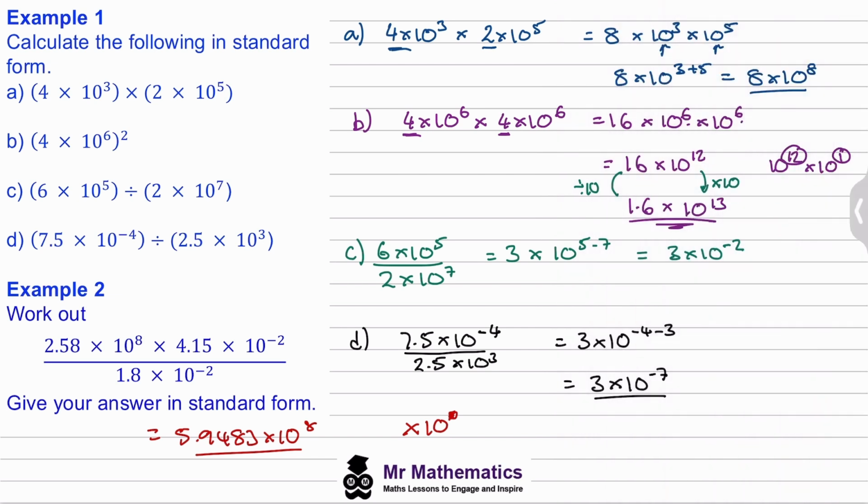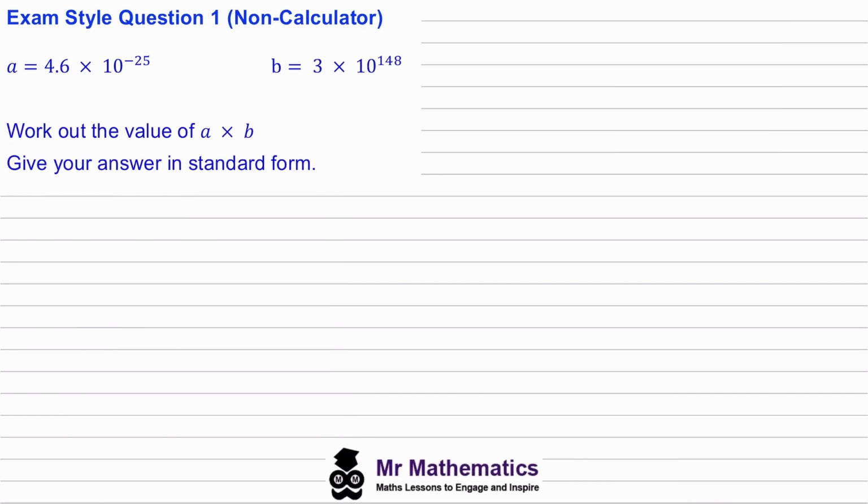Okay, let's try the exam style question. So the first question is non-calculator. We've been given this value of A and this value of B. We've been asked to work out A times B. So do you want to try this question yourself? You can pause the video and then we'll go through the solution.